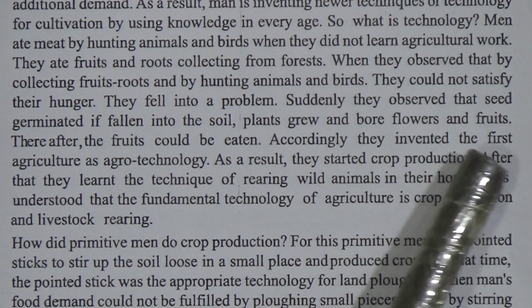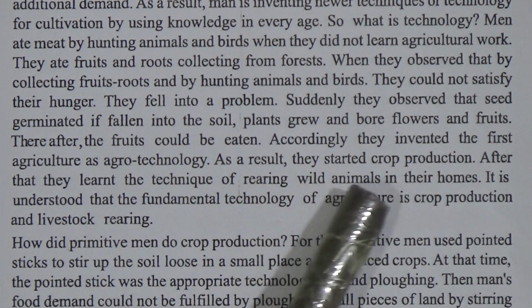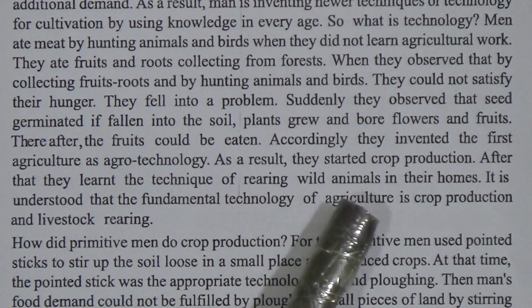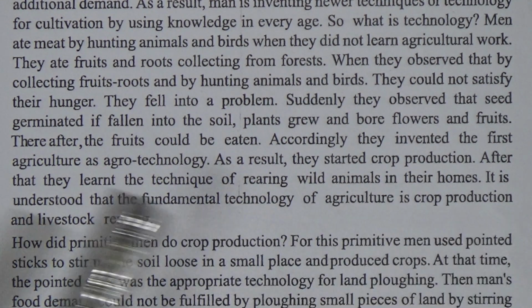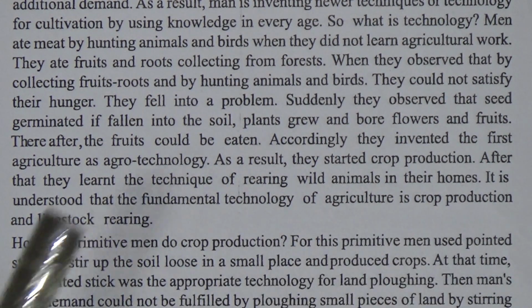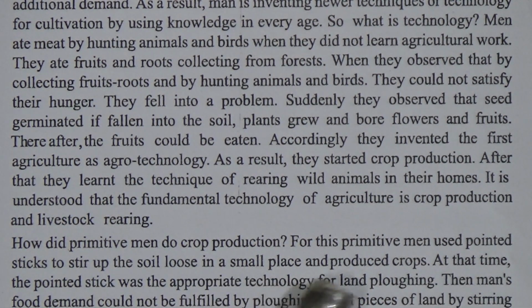Accordingly, they invented the first agricultural technology, agro-technology. As a result, they started crop production. After that, they learned the techniques of rearing wild animals in their homes. It is understood that the fundamental technology of agriculture is crop production and livestock rearing. Next para. How did primitive men do crop production? For this, primitive men used pointed sticks to stir up the soil loose in a small place and produce crops.